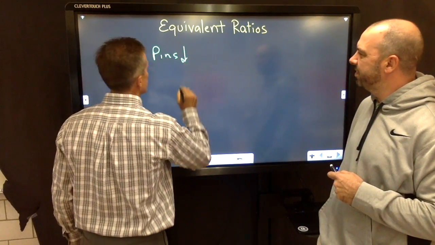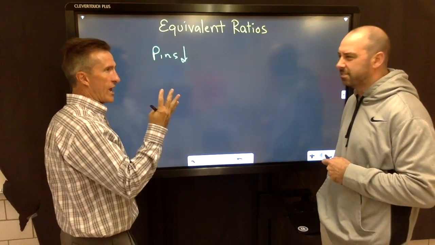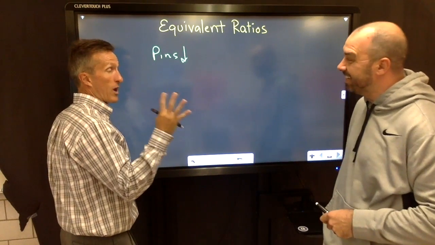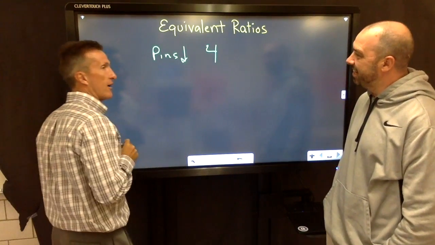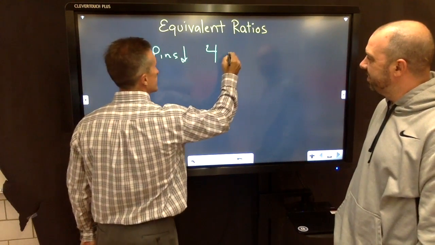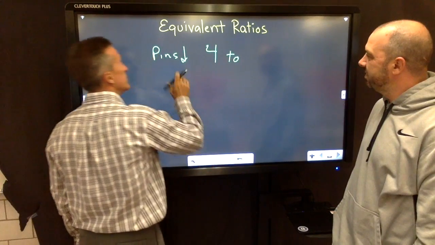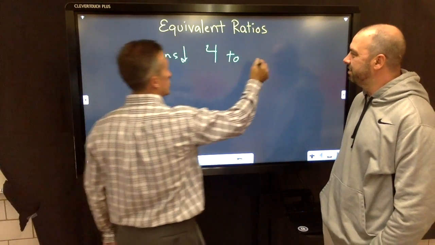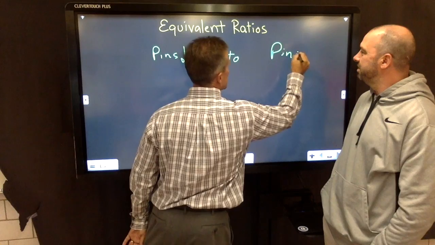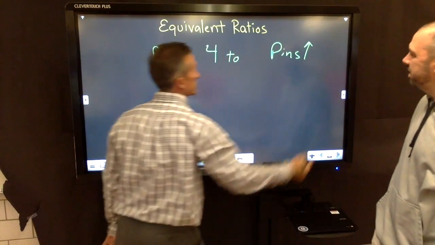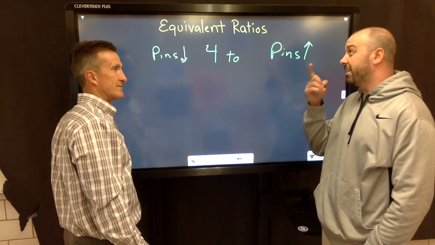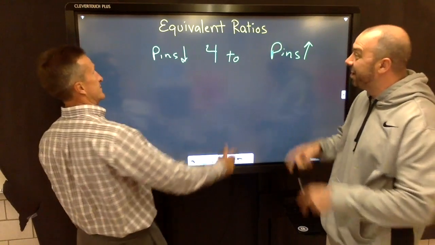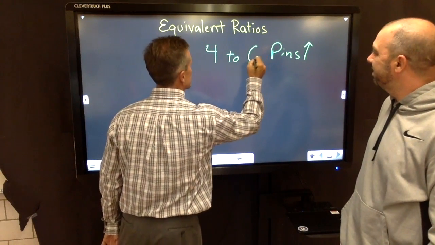Pins down. You knocked 4 down? 4 whole pins. With one ball? With one ball. Wow. 4 pins down. Yeah. And then you could say you had 4 pins down to the pins that were still left up. So how many pins were still left up? Well, there's 10, and I knocked down 4, so that would leave 6 up. That would be 6. Oh, 4 to 6.